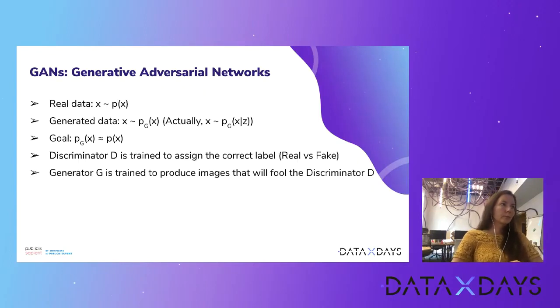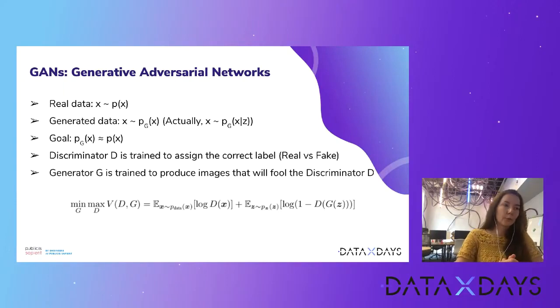So here I have a very slightly more mathematical description of what is happening. If you're not into that, don't worry about it, but otherwise we'll just go through it kind of quickly. We can say that real data comes from a certain distribution, and our task is to have the distribution of the generated data match that of the real data. The discriminator is trained to assign the correct label, is it real or is it fake, whereas the generator is trained to basically fool the discriminator.